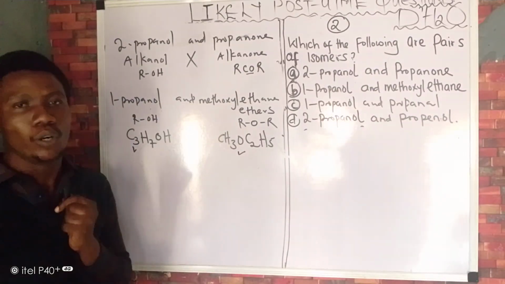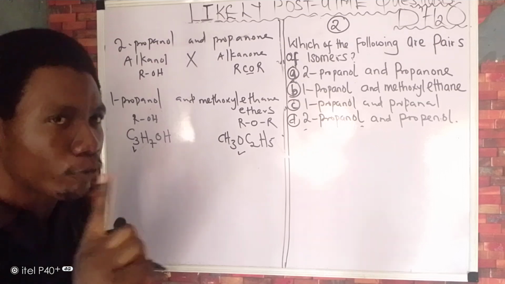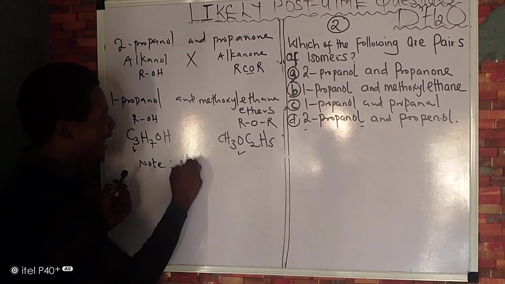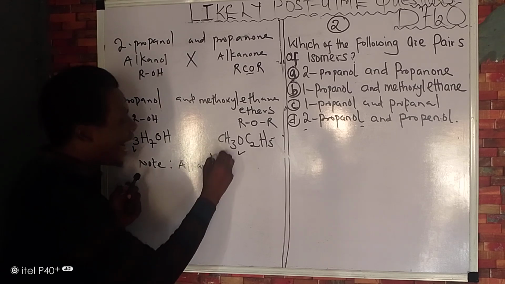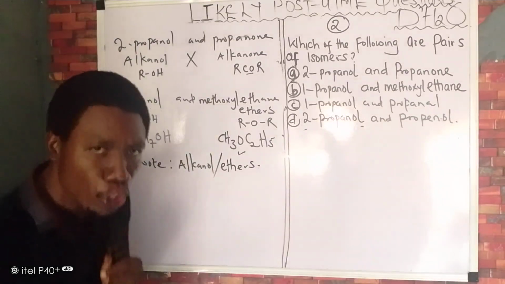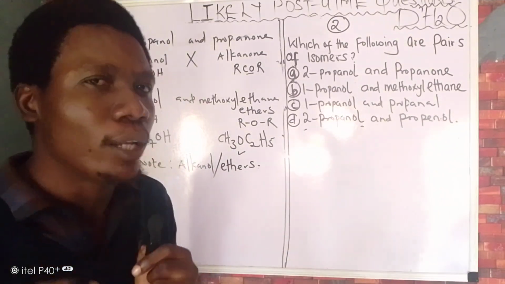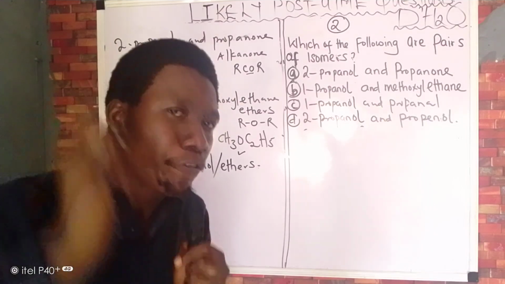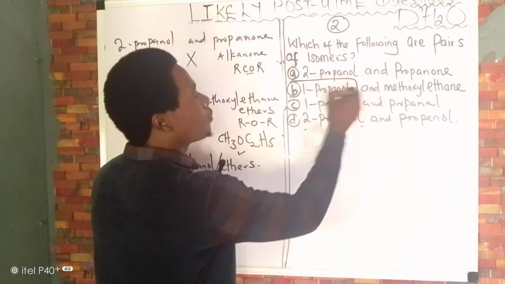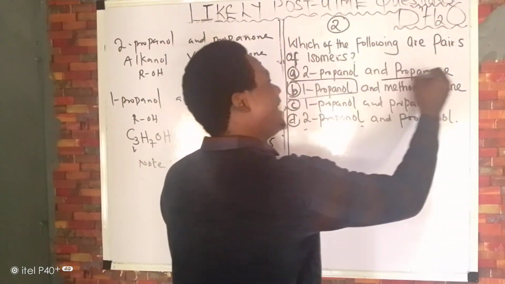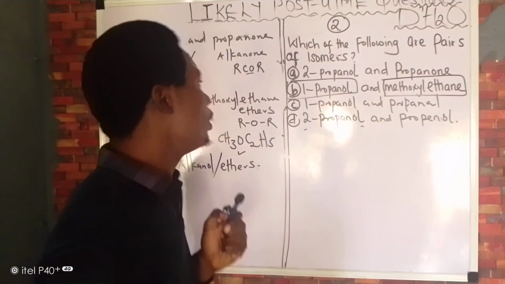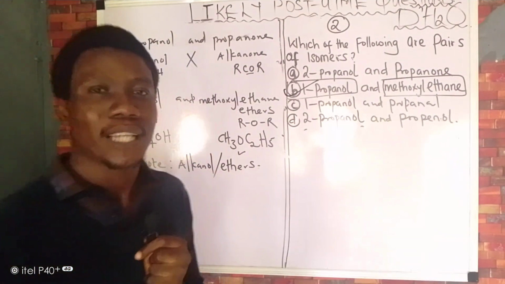So these two are what? Isomers. But this is what you have to note. It must be noted that alkanols are isomers with ethers. Take note of that. They are both functional group isomers. They have the same molecular formula but different functional groups. So when you see an alkanol and you see an ether, you must note that they are functional group isomers. So the answer to this question is option B.